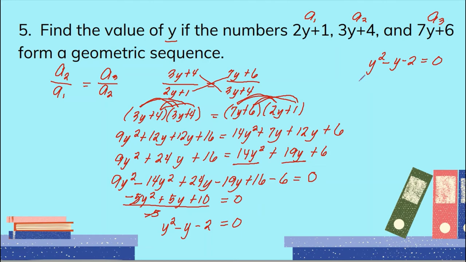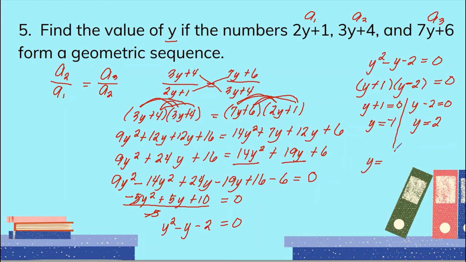So, factor out lang natin. So, meron tayong y squared. Factors ng y squared is y and y. Factors ng 2 is 2 and 1. Diba? And then, since negative siya, negative 2, so that means positive and negative silang dalawa. At negative yung gitna, so yung mas malaki ang gagawin mong negative. Okay? So, getting the value of y, we have y plus 1 equals 0. And y minus 2 equals 0. Y is equal to, lipat yung 1, magiging negative 1. And then y is equal to, lipat yung negative 2, magiging 2. So, therefore, the values of y are negative 1 and positive 2.